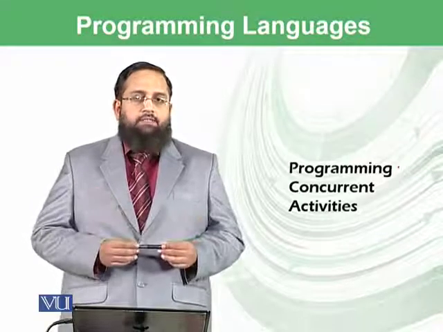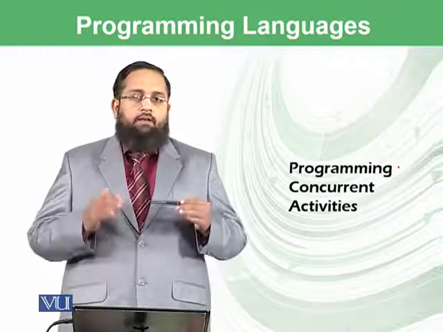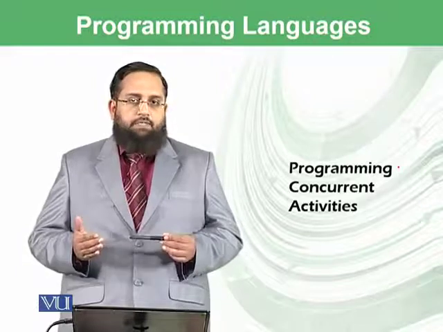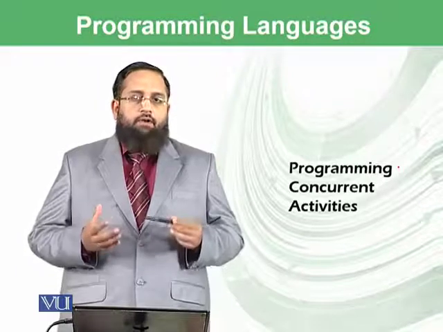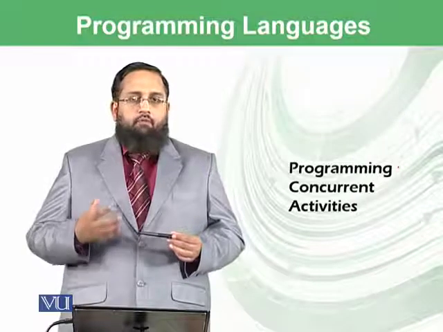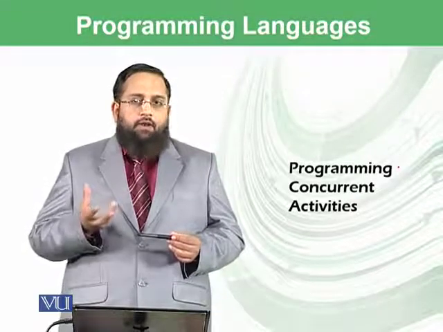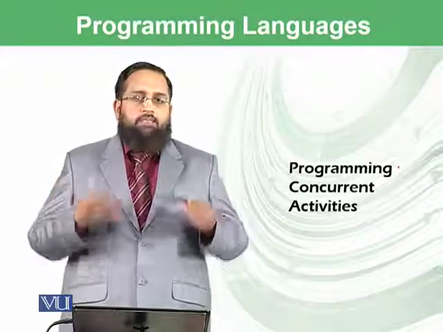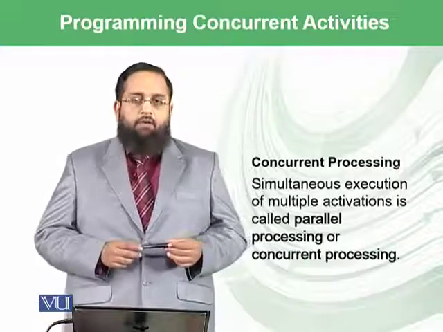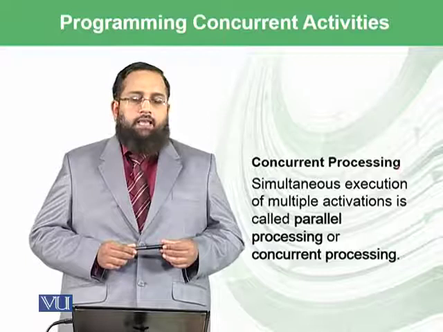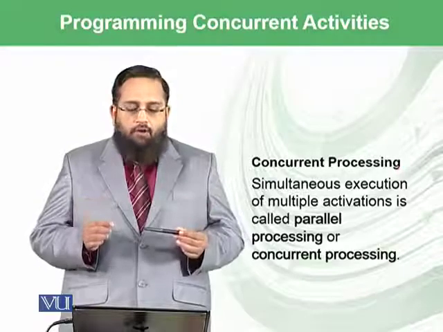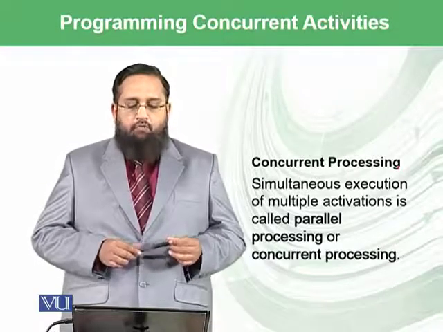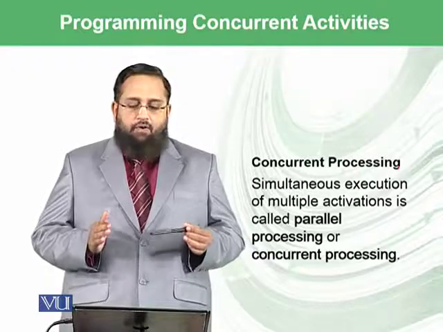And we also discussed that if we want to control the flow, then we can use the control structures using if statement or using loop statement. However, today we will try to understand that sometimes we do not want to execute one code at once. Instead, we want to execute many different codes simultaneously. And such a phenomenon is known in computer science as parallel processing or concurrent processing. So, simultaneous execution of multiple activations is called parallel processing.